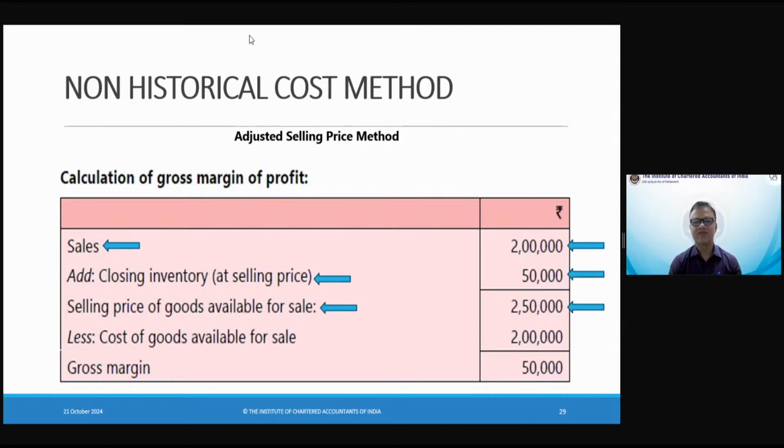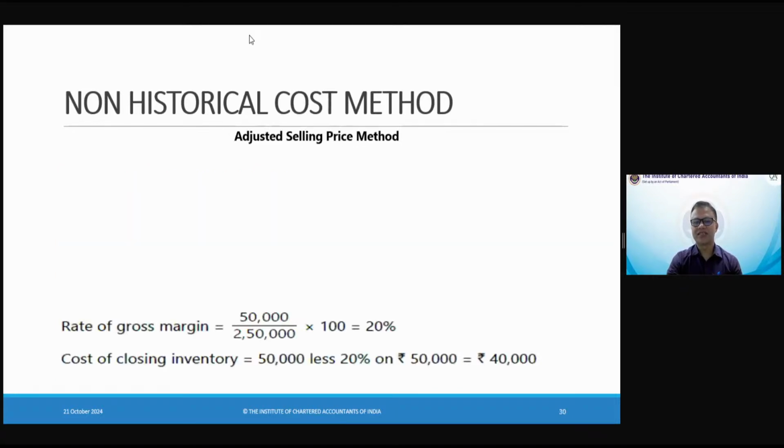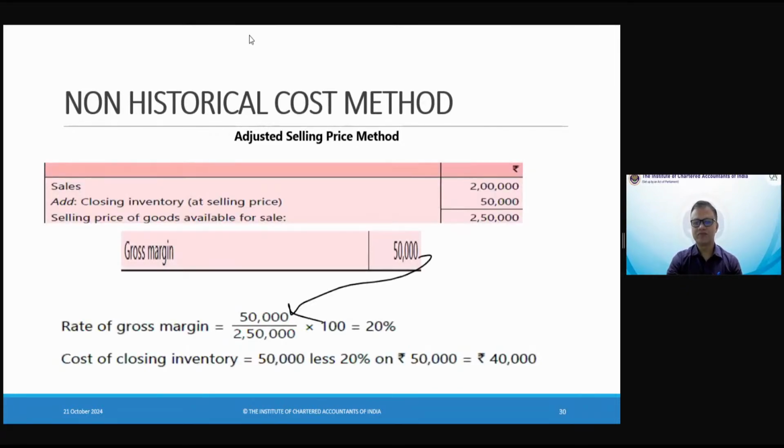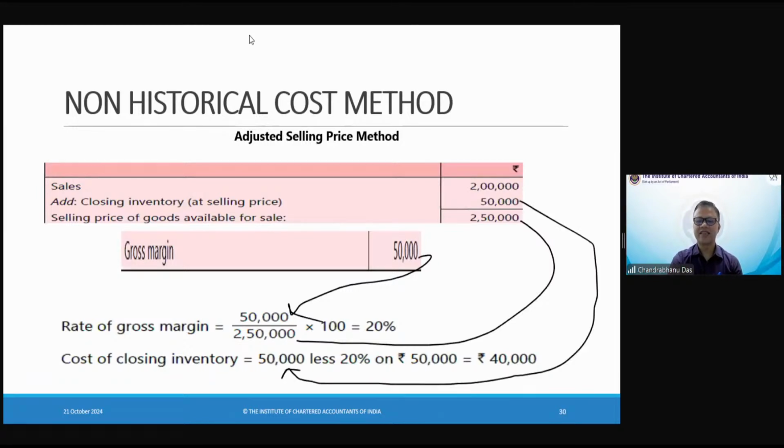From that, when you subtract the cost of the goods available for sale, selling price minus this cost, you get the gross margin. As I had shown you in the earlier flow chart, similarly, when you deduct the cost of goods available for sale, you get a gross margin of 50,000. Once you get this gross margin, you divide it by the selling price, and that gives you the gross margin percentage.